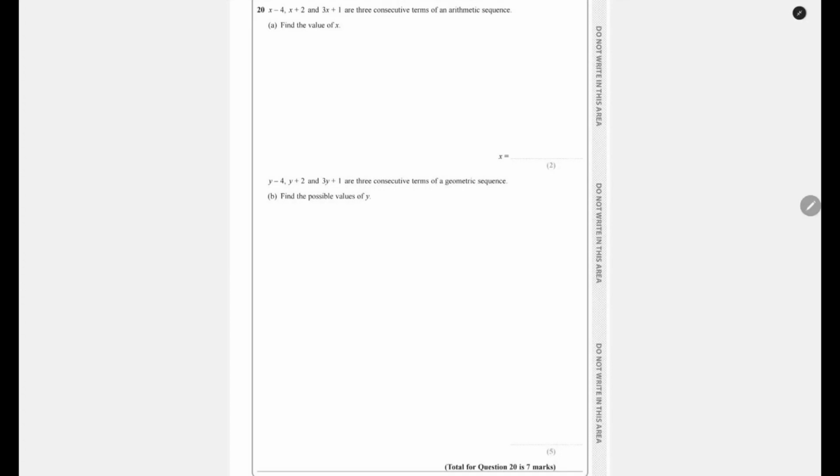Question 20 says x minus 4, x plus 2, and 3x plus 1 are consecutive terms of an arithmetic sequence. Find the value of x. Well, we know with arithmetic sequences, the difference between each term is always the same. And so if we write out our sequence, it's x minus 4, x plus 2, and 3x plus 1. And we'll number the terms. So this is term 1, term 2, and term 3.